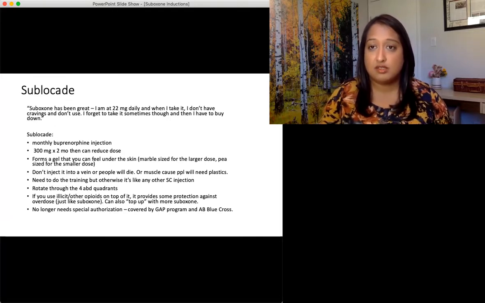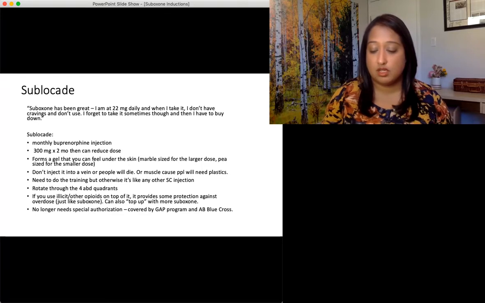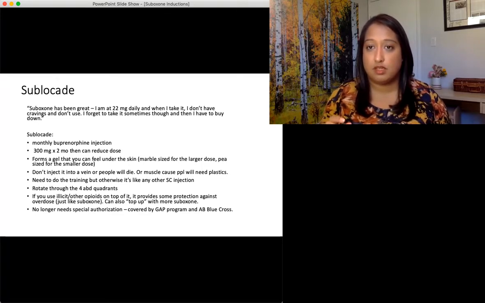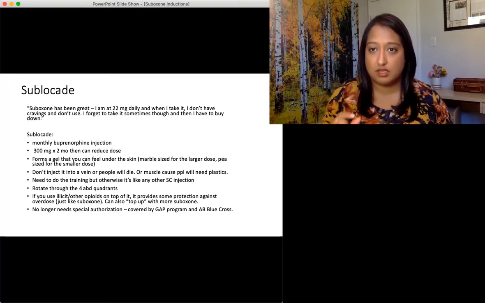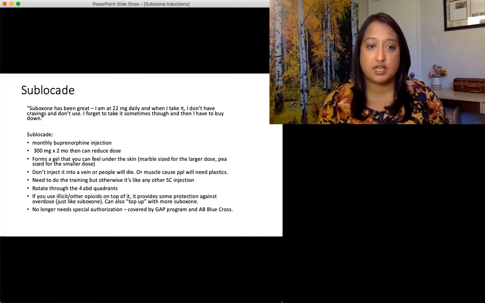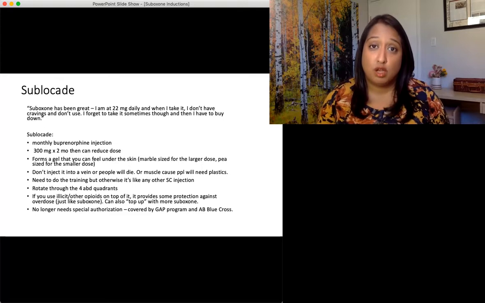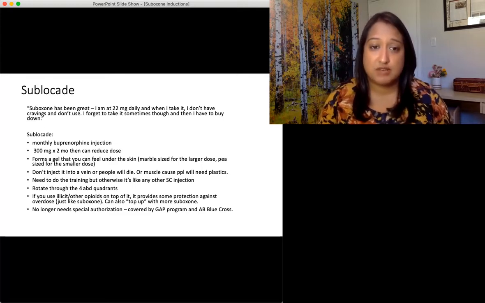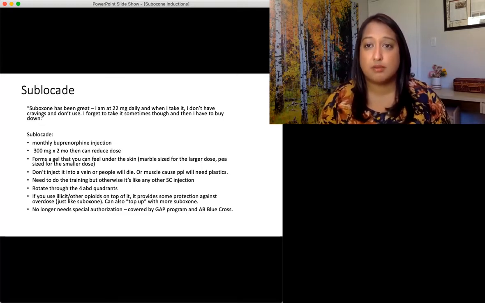It can be surgically removed. Once the Sublocade gel forms that little solid, it can be surgically removed from the patient if there's a severe adverse effect. Sublocade fortunately no longer needs special authorization. It's covered by the GAP program in Alberta, and it's covered by Alberta Blue Cross as well, if people are on Alberta Works or AISH.